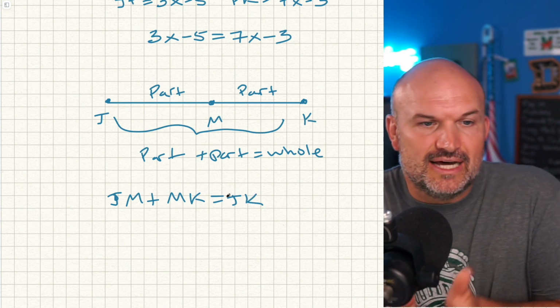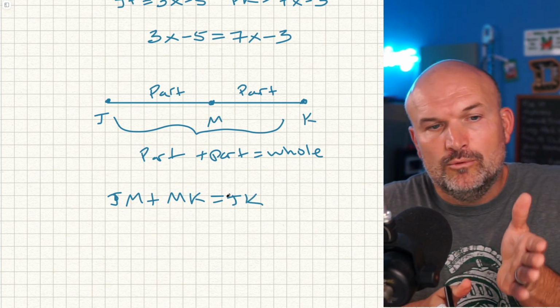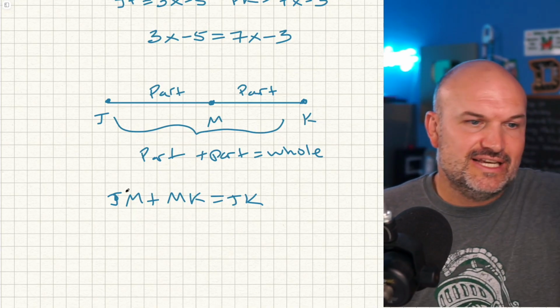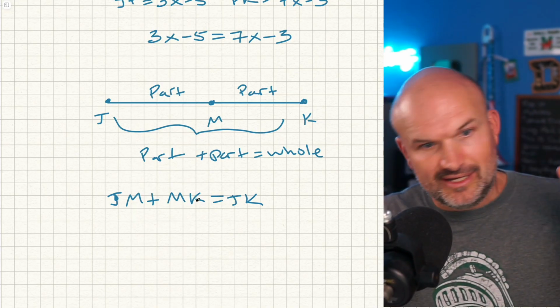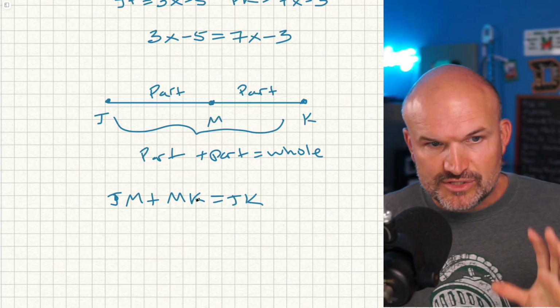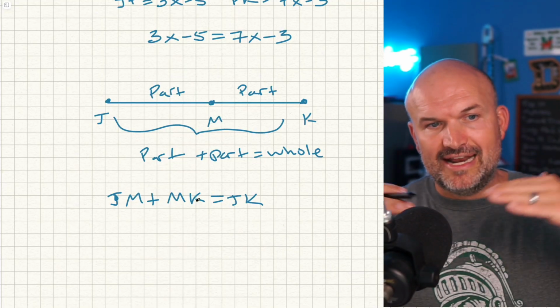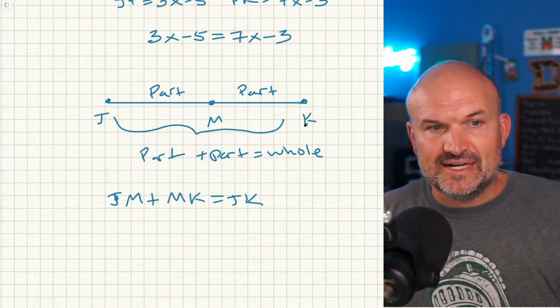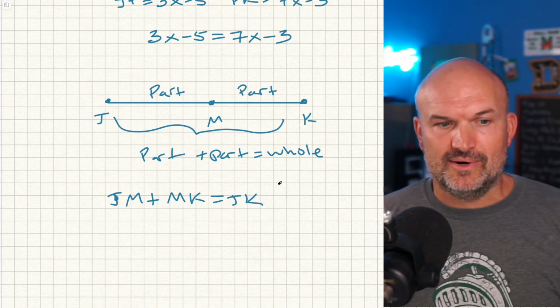Now, one of the problems that a lot of students get stuck with is they get a problem and it does not provide a diagram. It just gives you the JM, the MK, and the JK, and students are like, oh, what am I doing here? So before you start working through the problem, always try to create a visual segment and label the points, so you can exactly see what's going on.